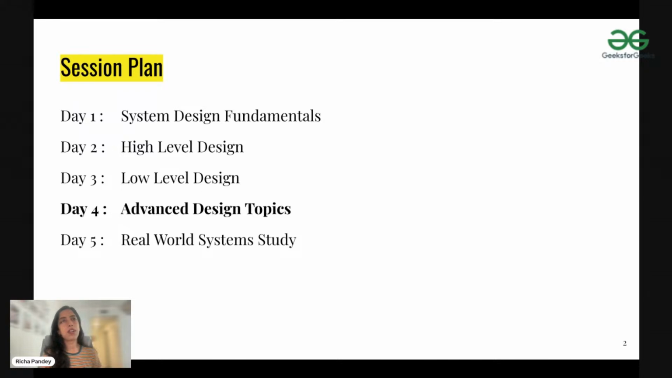If you have missed any of those sessions or have not been part of those sessions before, you can just go watch them after today's session.